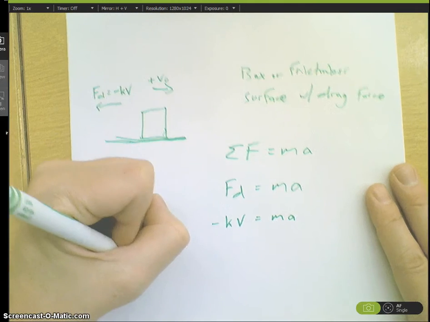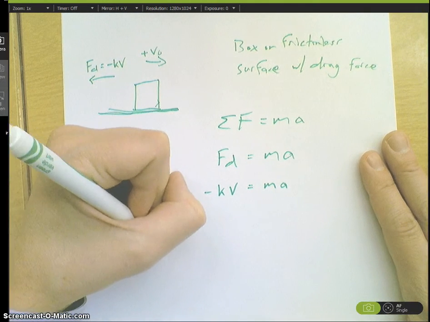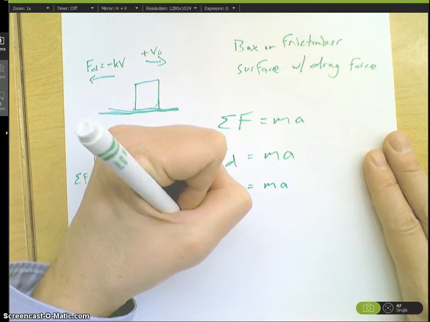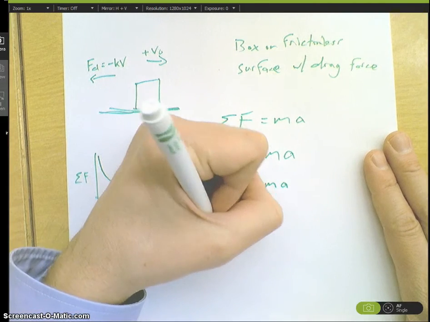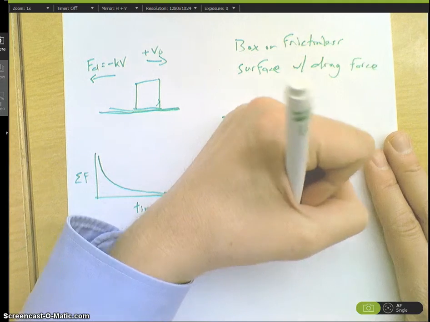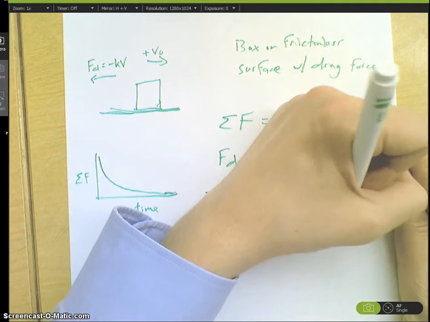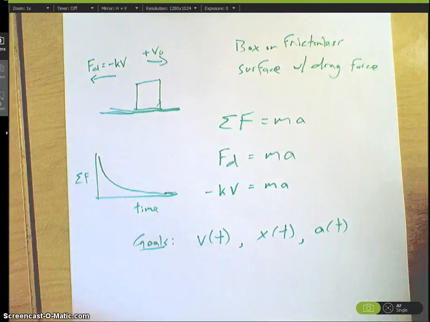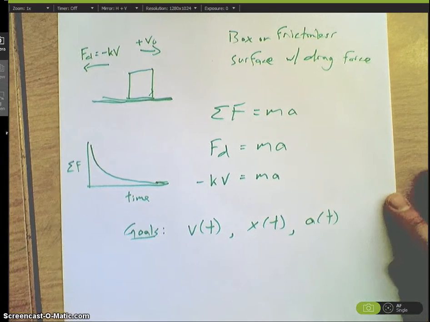Well, here are the goals. These would be typical goals asked on the AP exam. Find v with respect to t, x with respect to t, and acceleration with respect to t. So these would be typical questions to ask.